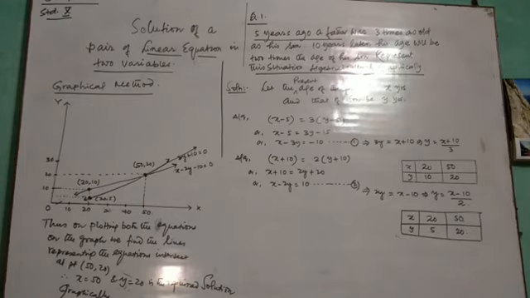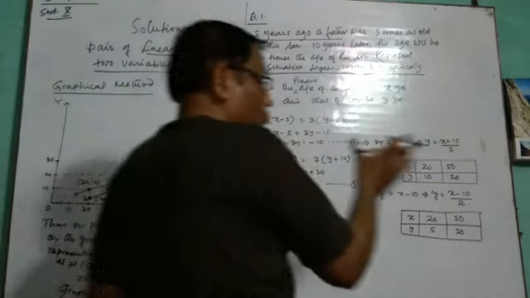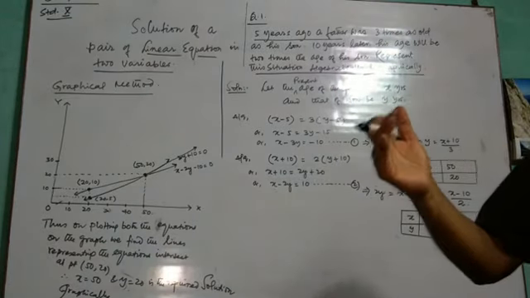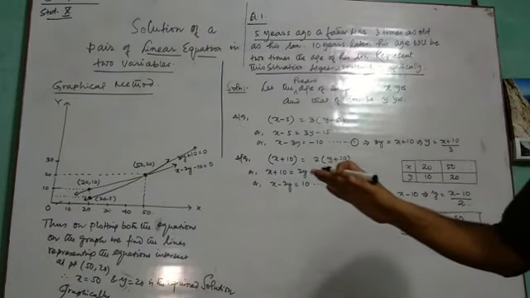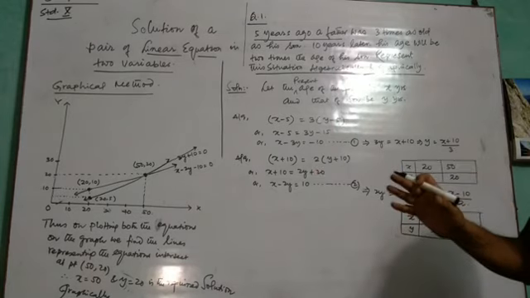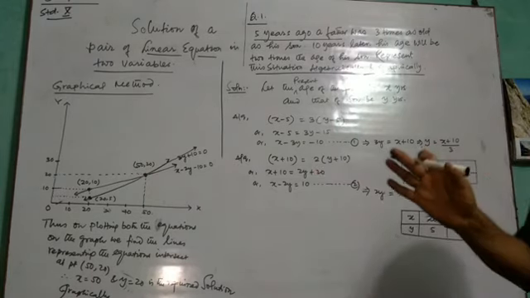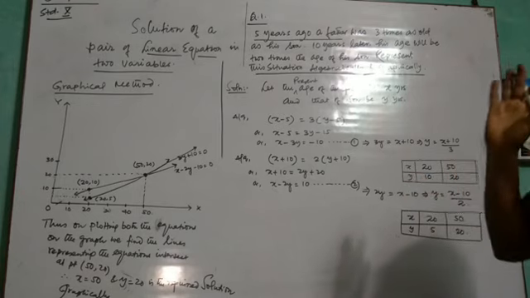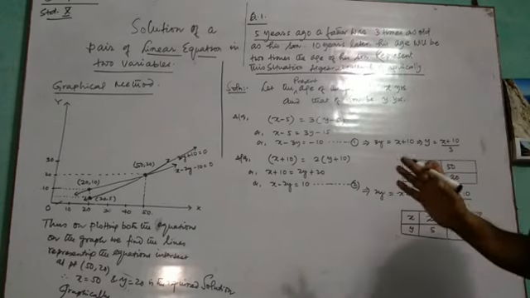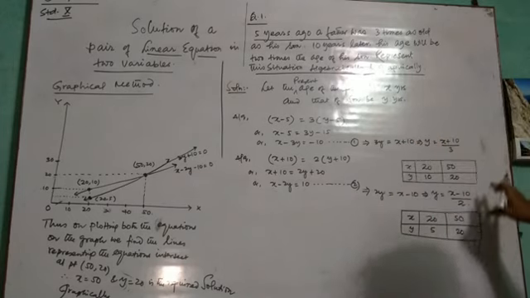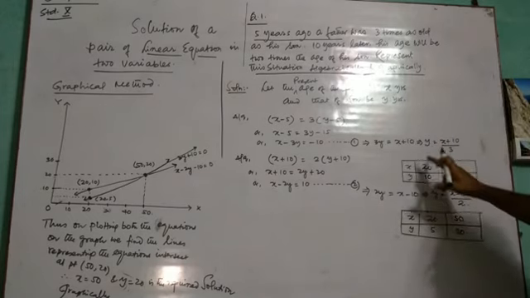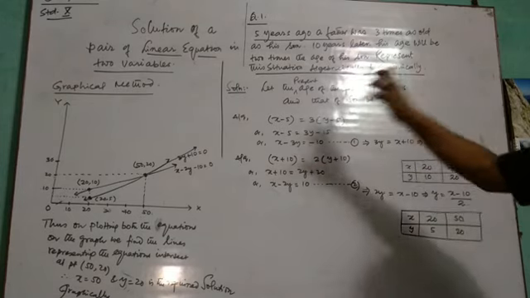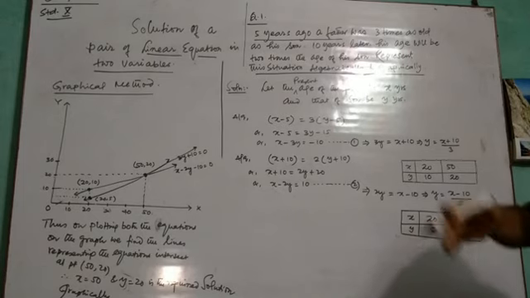So here one more thing: always first frame the equation, then express y in terms of x, not x in terms of y. If you do x in terms of y, you will get the same thing, but it is technically wrong. Y should be expressed in terms of x. Then you will make a value chart. In that value chart, take at least two sets of values and plot them on the graph paper.